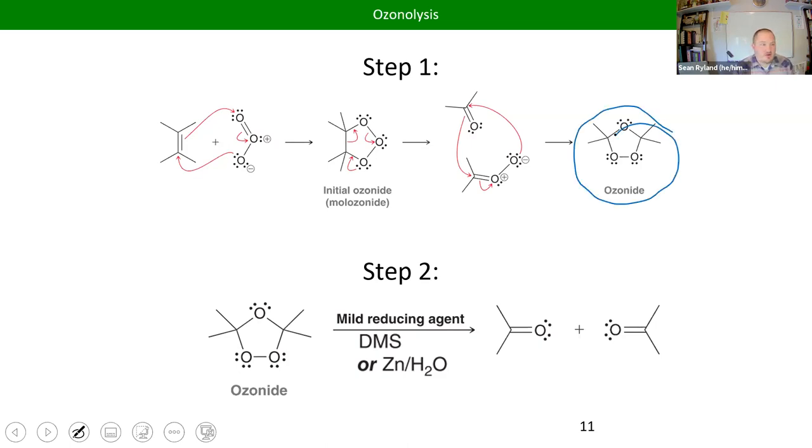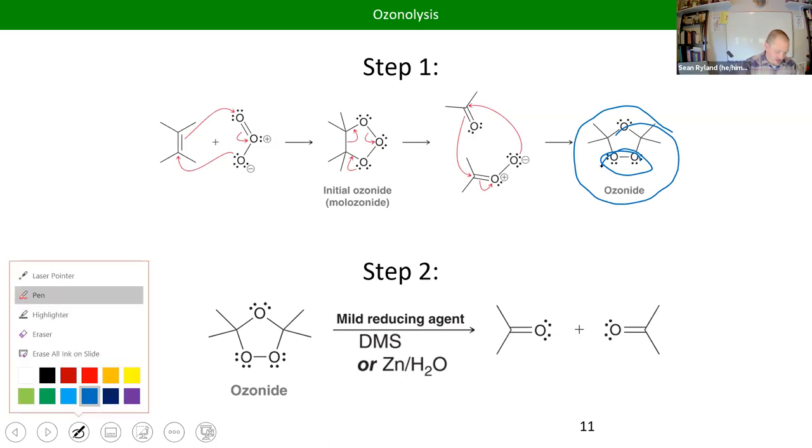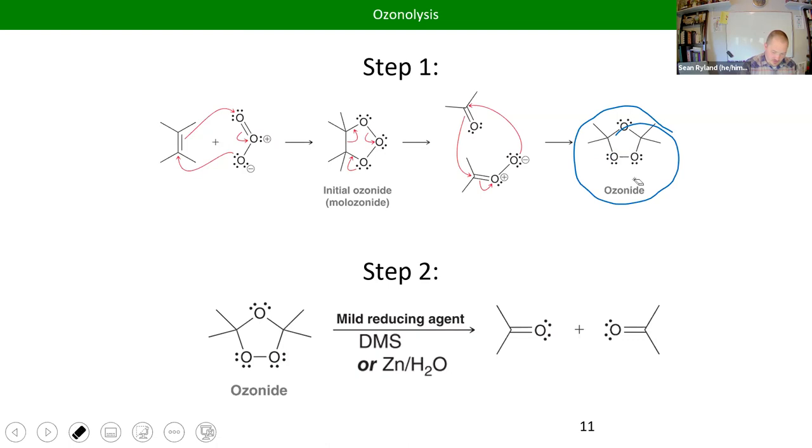Where you wind up, you've now broken apart the carbon-carbon bond, and it's held together with these carbon-oxygen bonds instead. But again, you still have a peroxide bond that's not super stable. This ozonide is stable enough that we could isolate it.